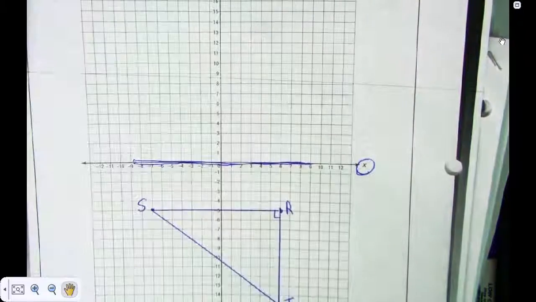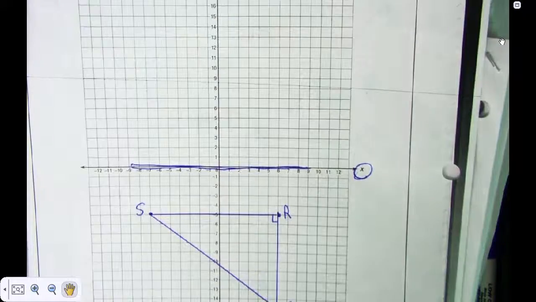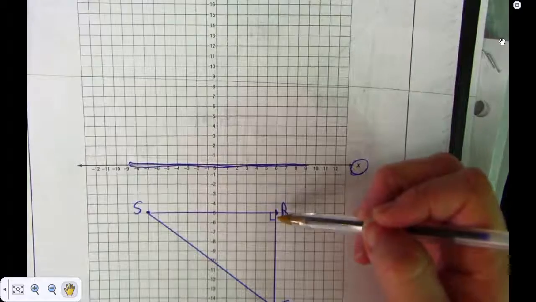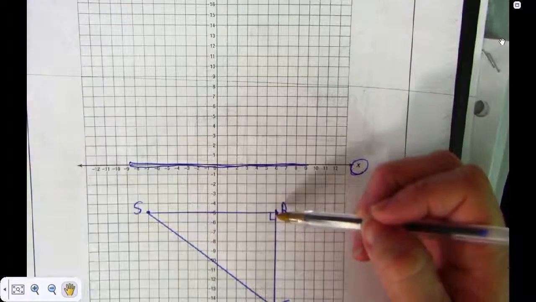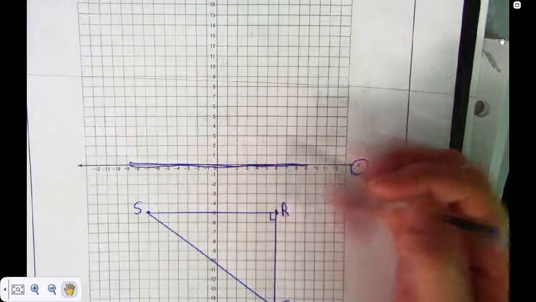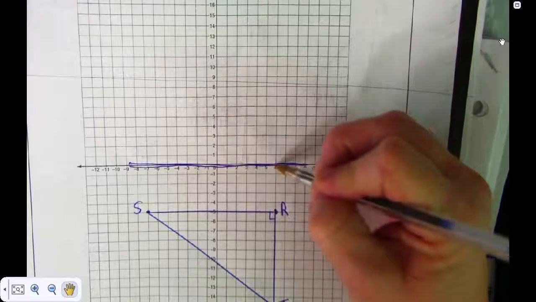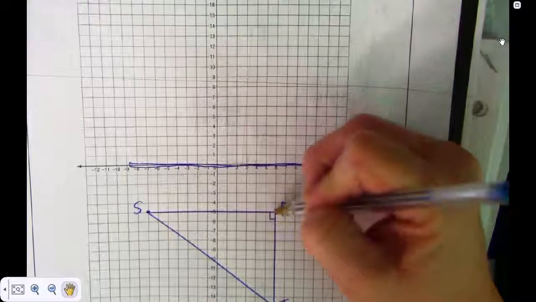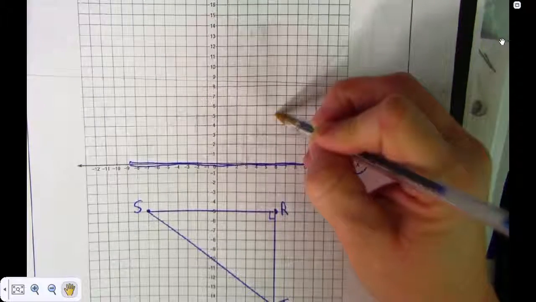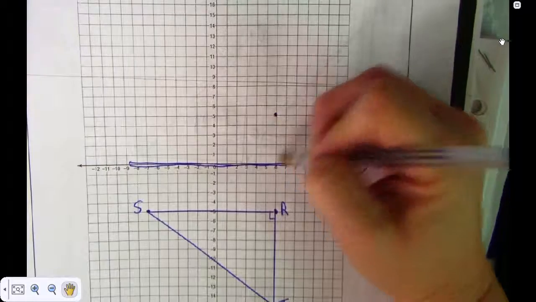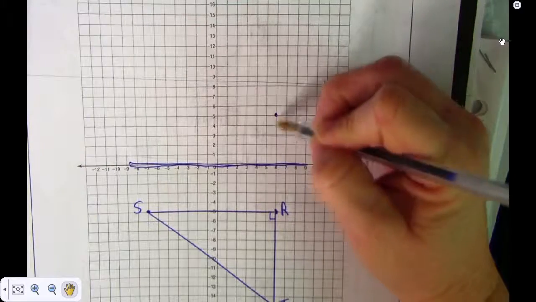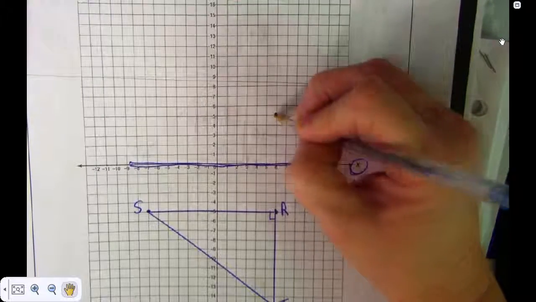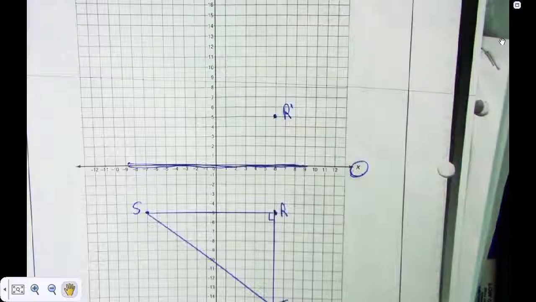Okay, Brooke. There you go. So we take each point one at a time. We don't try to just draw the figure. We take R. R is 5 away from the x-axis, so we're going to have to go up 5, aren't we? We stay on line 6, but we go up 5, and that's going to be R prime.